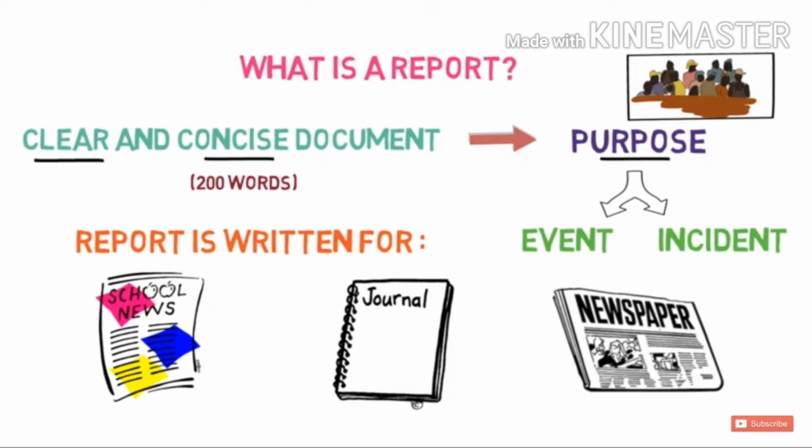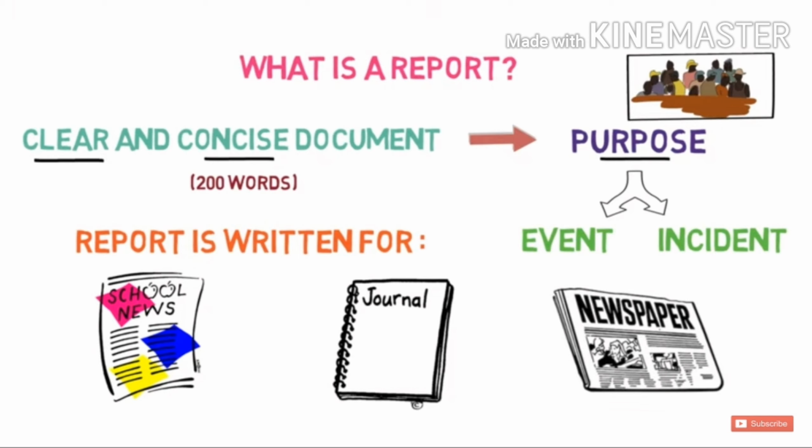Next is purpose. Purpose means it is written to provide important information, or it may be regarding an event or an incident, or maybe for a particular audience. Whenever we are writing a report, we should know the purpose of the report, what type of information we are providing to our audience. It should be clear, concise, and very specific. It should not have unnecessary things. So basically it is all about the definition.